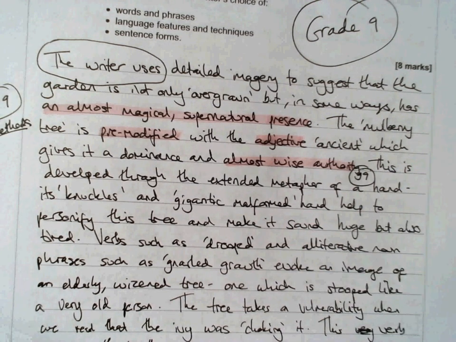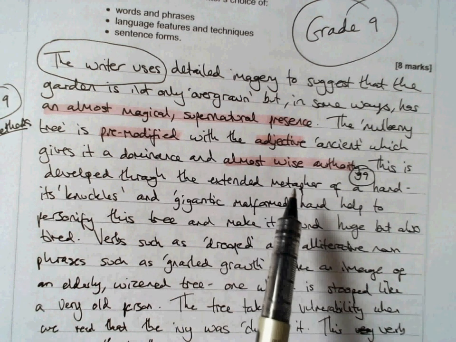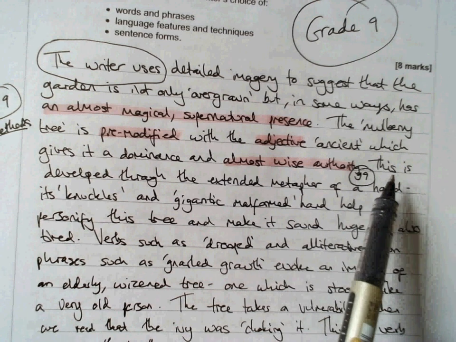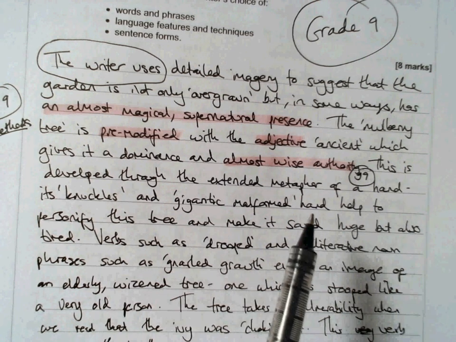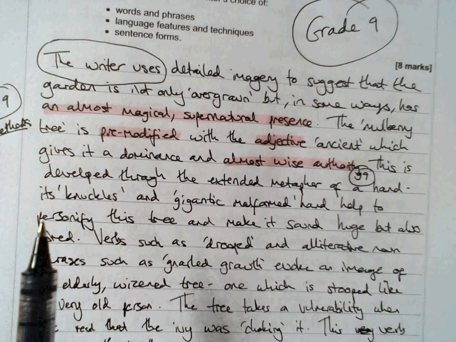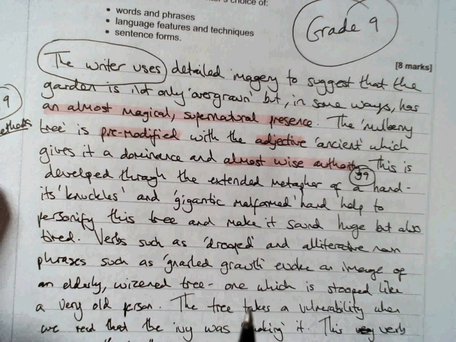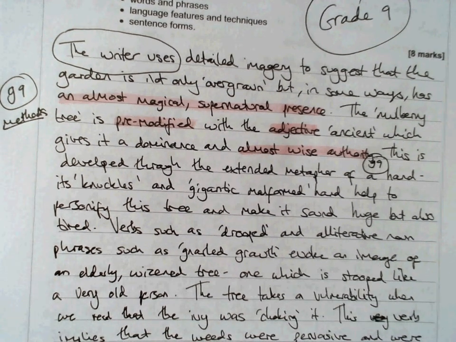And I think it's always about trying to not just say one thing, but push yourself, say a bit more about it. And that's exactly what I go on to do here by saying this is developed through the extended metaphor, I could have said motif or image here, of a hand, its knuckles and gigantic malformed hand help to personify the tree and make it sound huge, but also tired.